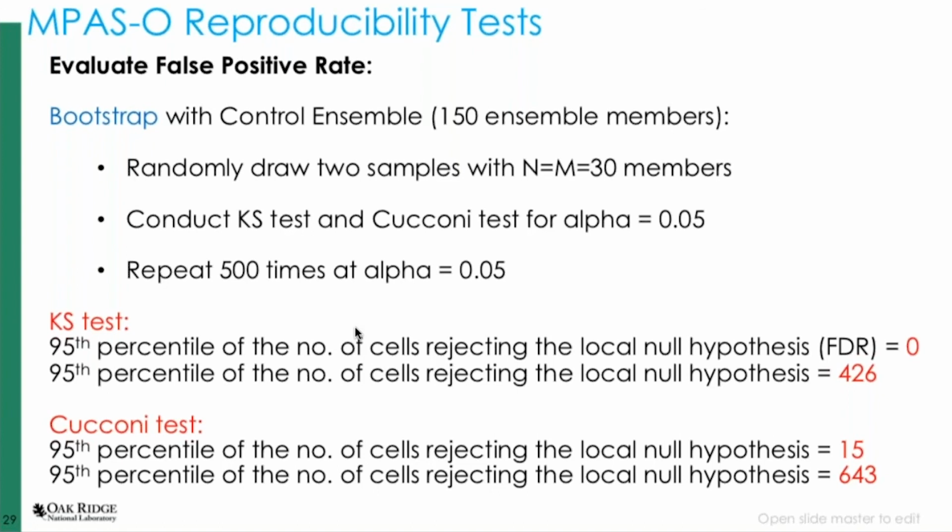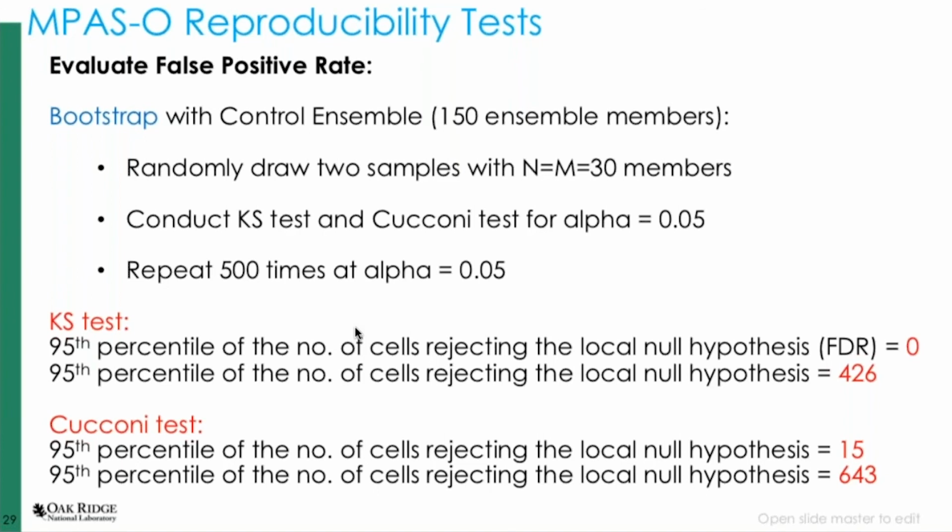And what we find is for 95% of these resamplings for the KS test, if you apply these FDR corrections, none of the points are failing. So we know that these are coming from the same population, and the test is also catching that. And if you don't apply that correction, then we have 426 points failing out of the 7,000. So that's more than the 5%.